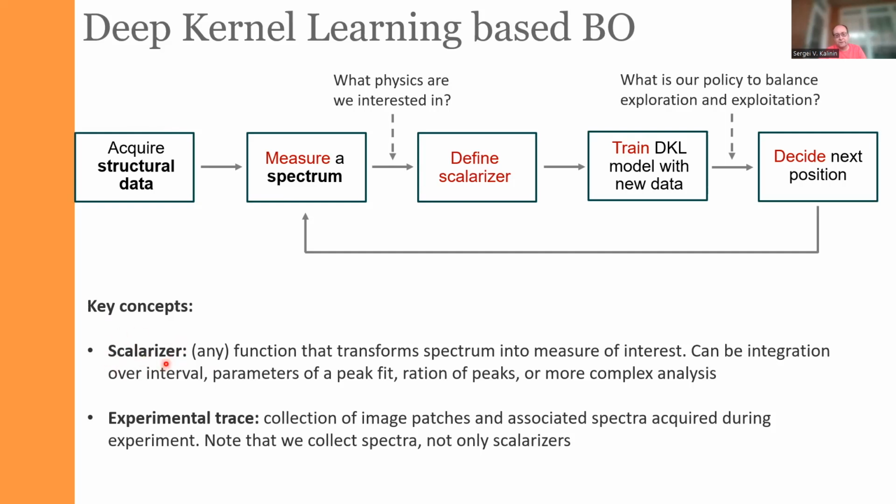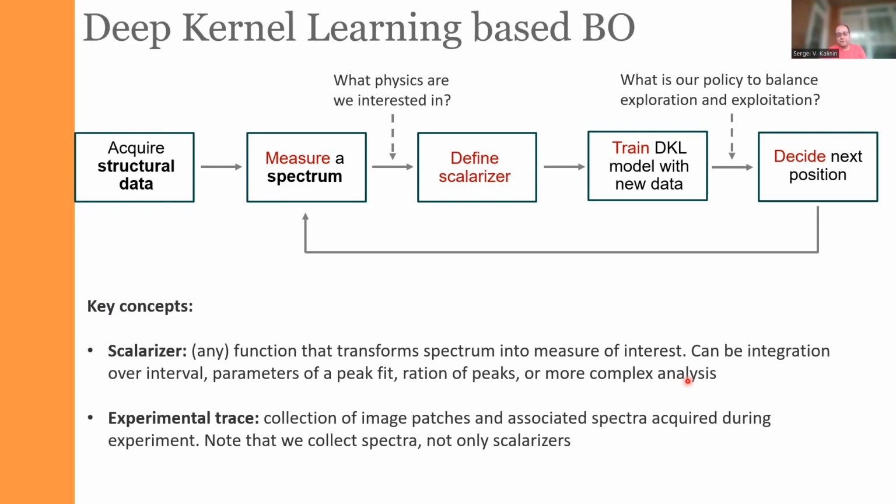One is the scalarizer. The scalarizer is the function that transforms the spectrum into the measure of interest. So it can be anything. It can be integration over the interval. It can be parameters of the peak fitting procedure. It can be the ratio of the peaks. It can be pretty much anything that you can come up with. The only thing that matters is that if you look at the spectrum or you do some analysis of the spectrum, you need to be able to say that this is how I convert it into the function of interest.